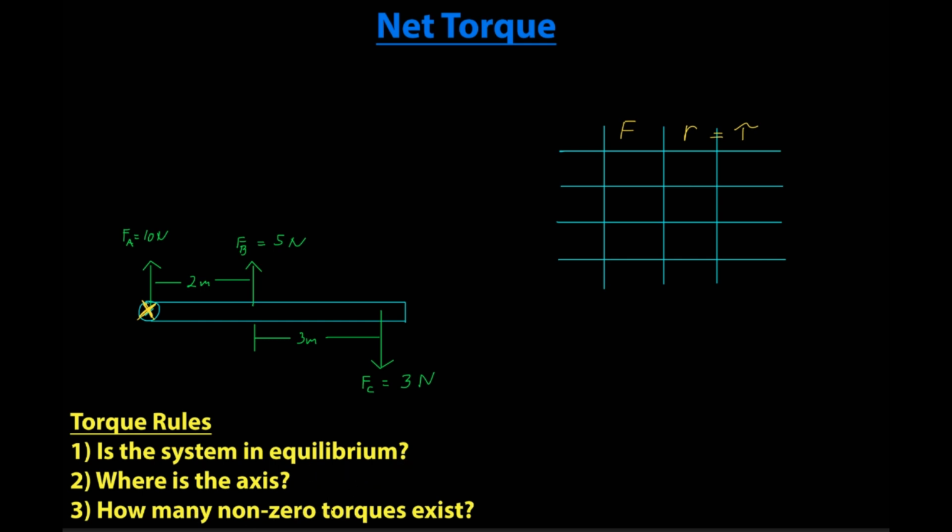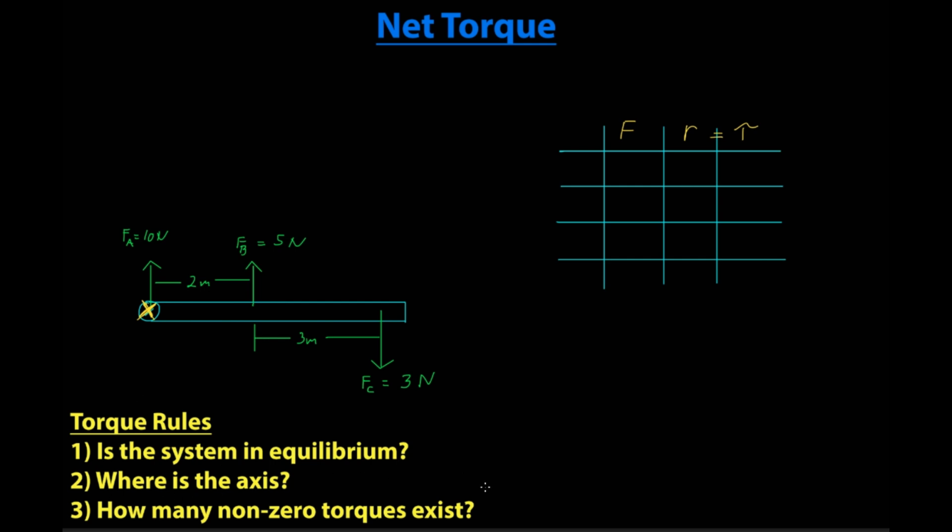3, how many non-zero torques exist? Okay, I'm going to take a look at these in reverse order. In order to have a torque, you need a distance and a perpendicular force. Looking at C, I have a distance and a perpendicular force, that is a torque. For B, I have a distance and a perpendicular force, that is a torque. For A, however, I have a force, but I have no radius.